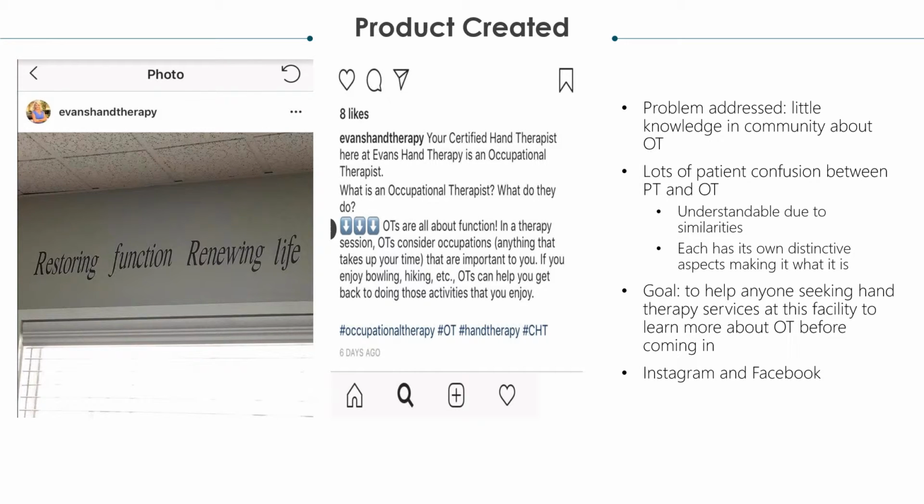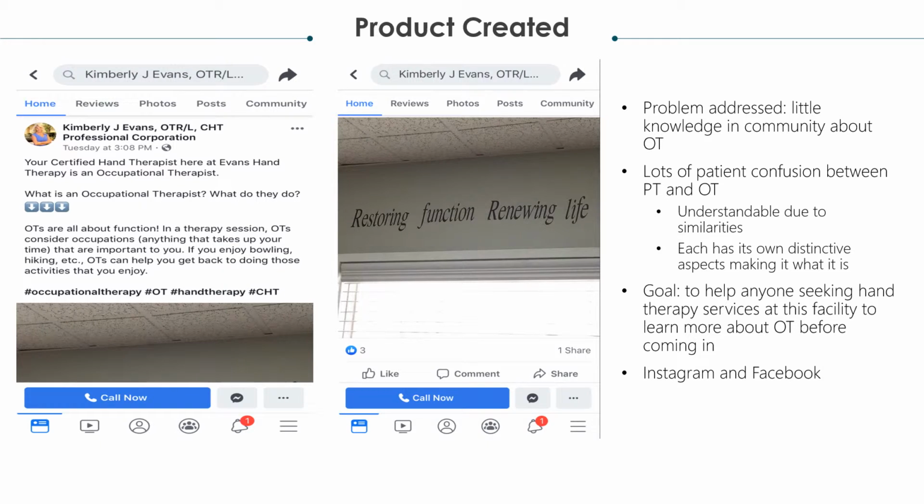I took the picture with the office iPad and created the post on Instagram. I used my general knowledge of OT and what I had learned in the internship. For example, the bowling example I used was from a patient who would measure his progress by how easy it was for him to participate on his bowling team. I also shared the post from Instagram to my supervisor's Facebook page to reach anyone that was not following her on Instagram.